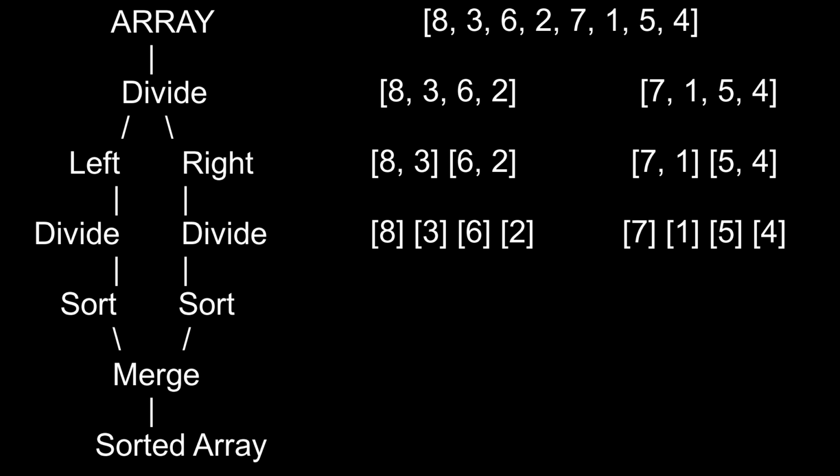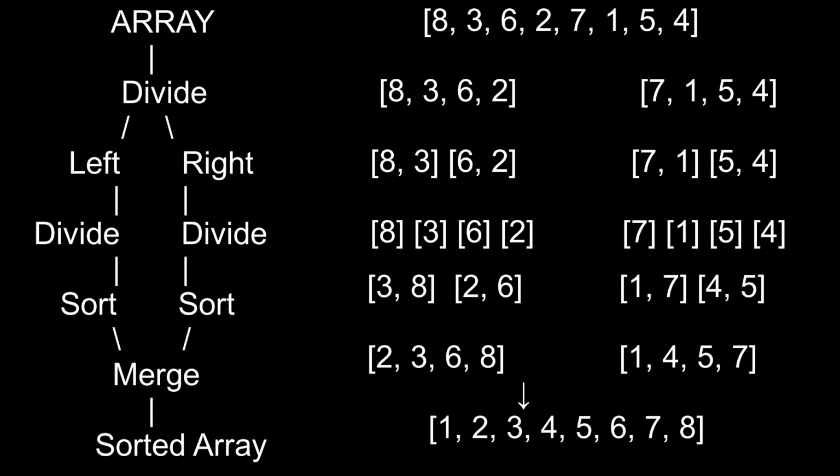Now start merging. 8 plus 3, it becomes 3, 8. 6 plus 2 becomes 2, 6. Now our array is 3, 8, 2, 6, 1, 7, 4, 5. Merge again. Next 2, 3, 6, 8 and 1, 4, 5, 7. Finally, we get the merged array and it is in sorted order.